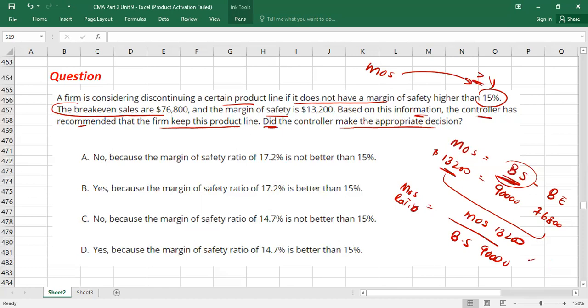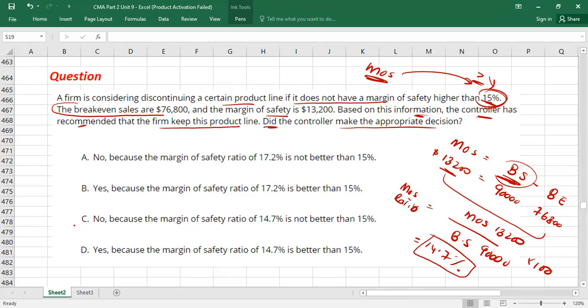If you convert it into a percentage, it is going to be 14.7%. Just check it on your calculator. If it is 14.7%, is the controller saying it correctly? No. The controller is saying it is more than 15%, so we should keep it. But actually, we should not keep it, because our margin of safety is 14.7%, which is less than 15.